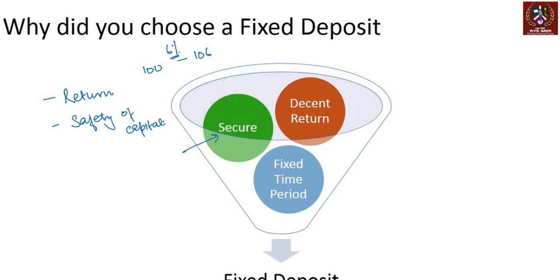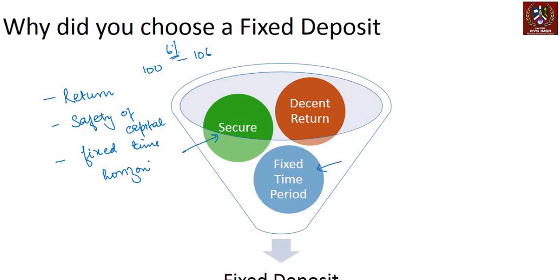I don't want to lose it, kind of a thing. And the third part is there is no uncertainty with respect to time. So there is a fixed time horizon when I will get my money back. That's the basic reason why most people who would choose a fixed deposit in this context would go towards choosing a fixed deposit. That's primarily the reason why a fixed deposit is supposed to be chosen in this case, right?